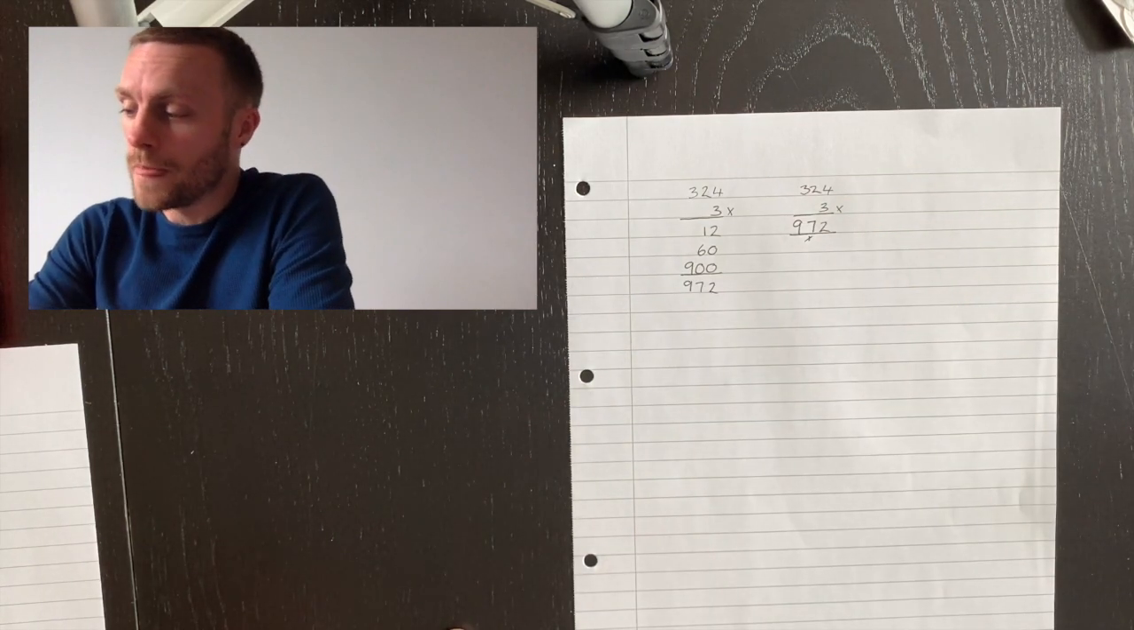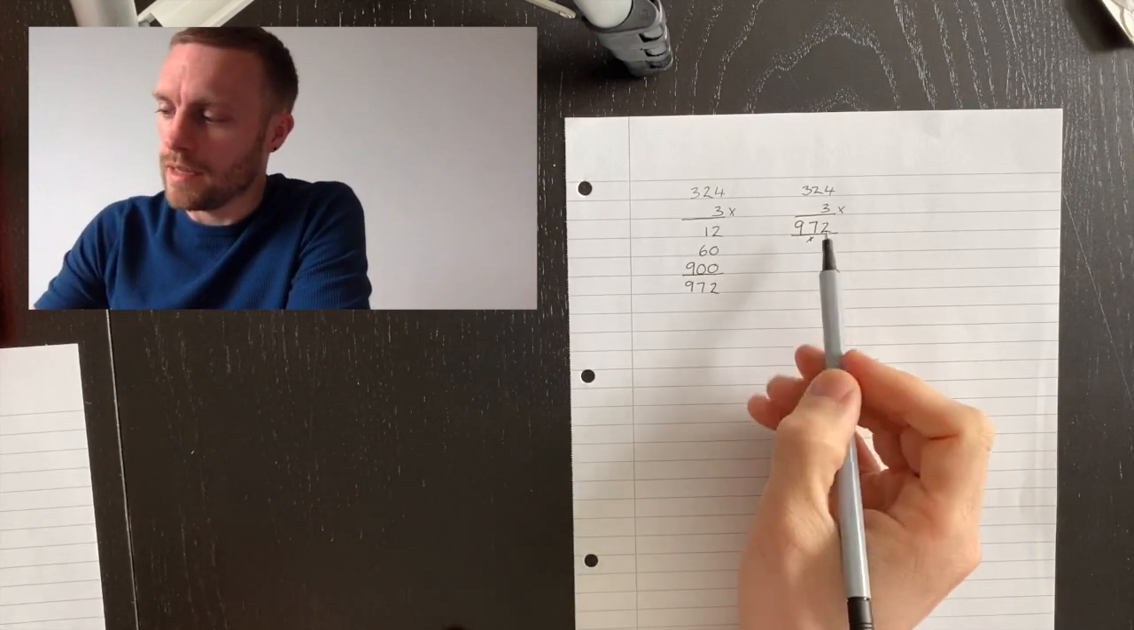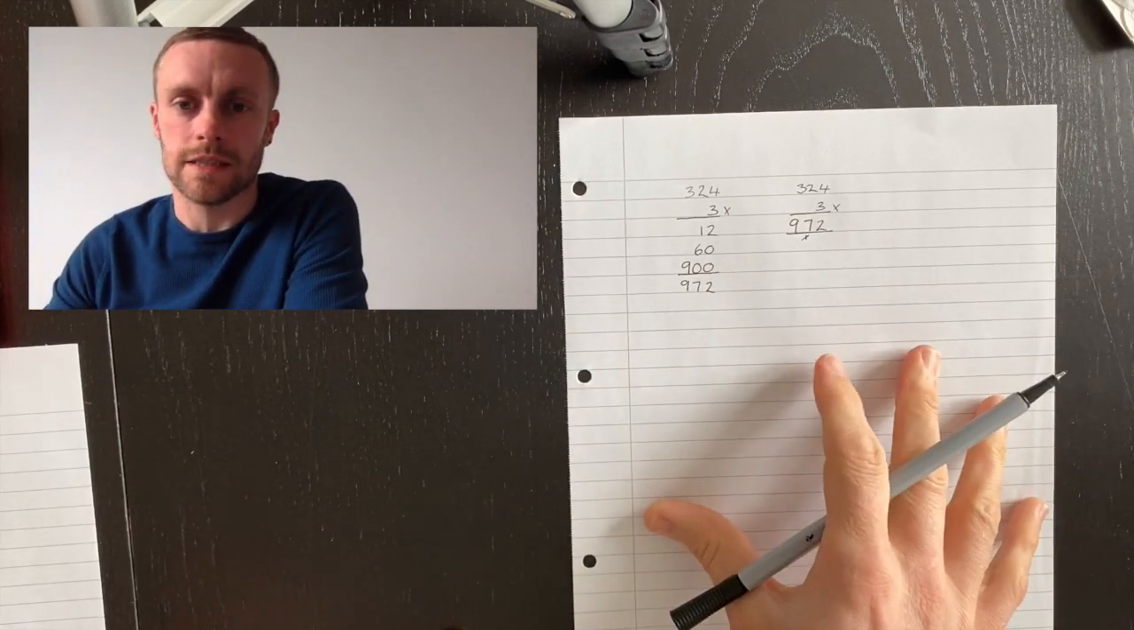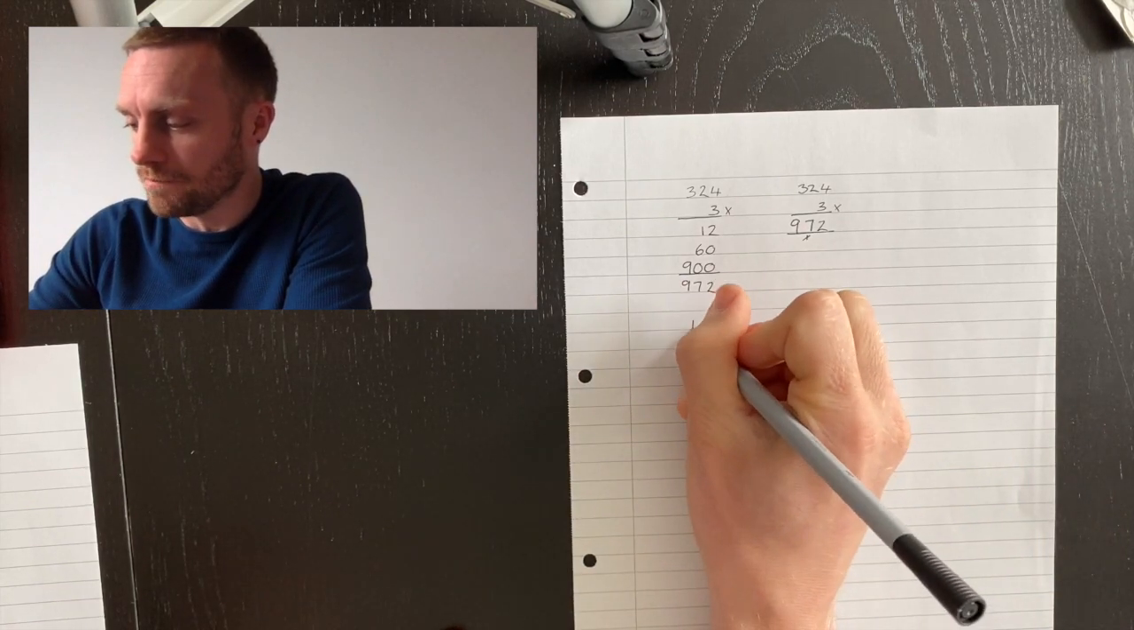So as you can see, it's exactly the same working out. There's a lot more in your head. And if I did make a mistake, it's a lot more difficult to see the mistakes that you've made. So let's have a look at another one. So let's have a look at a teen sum.